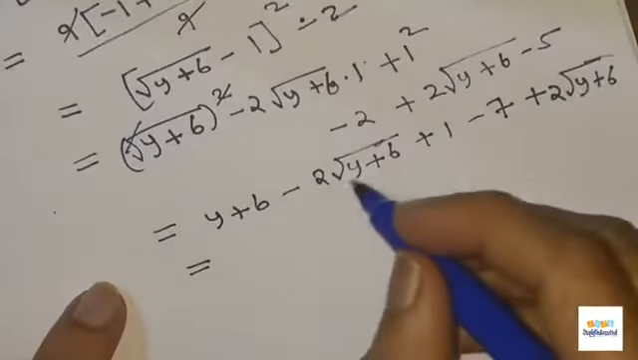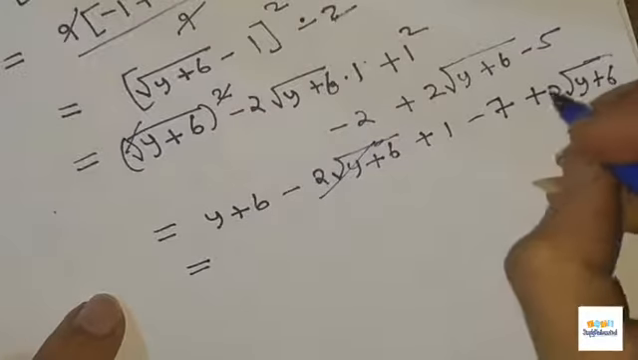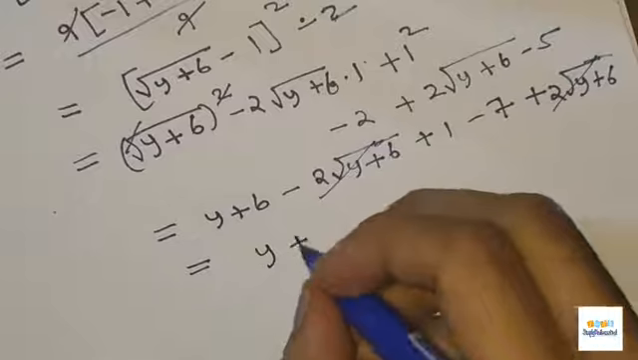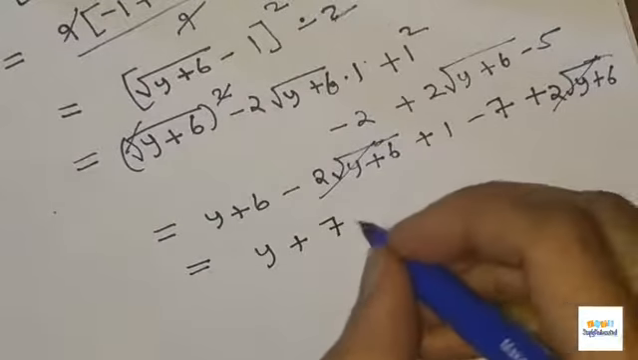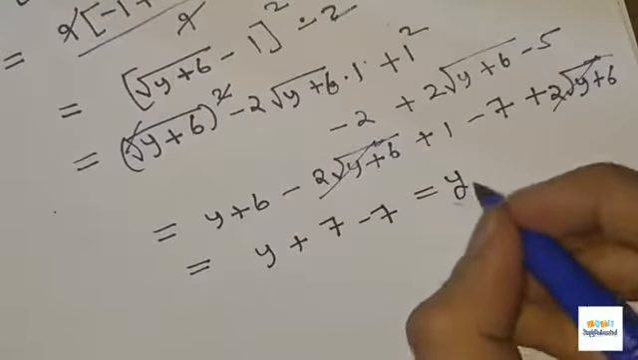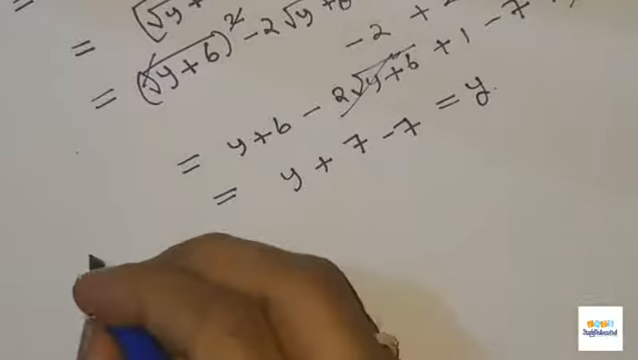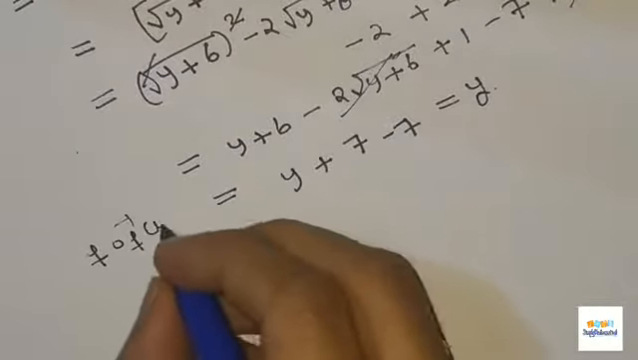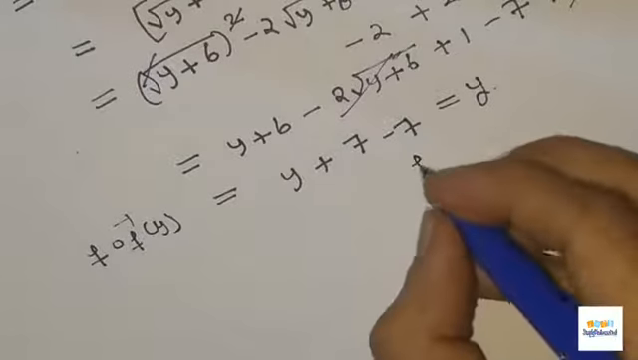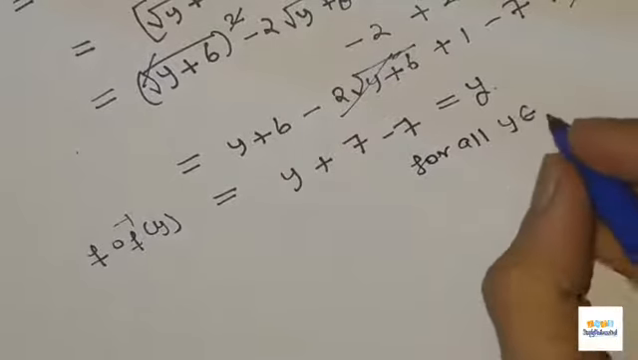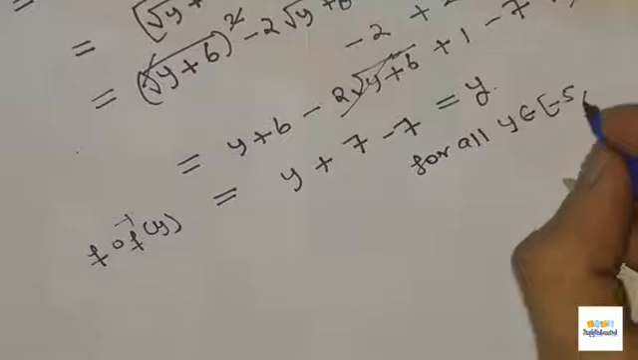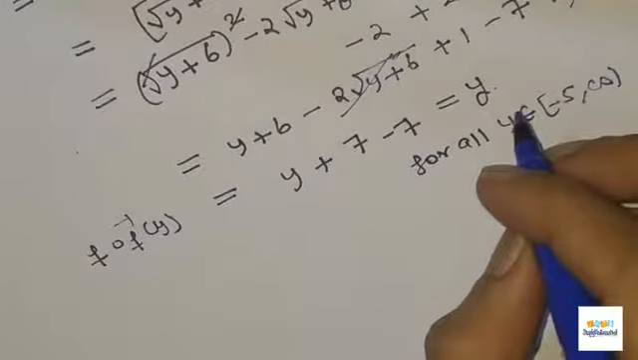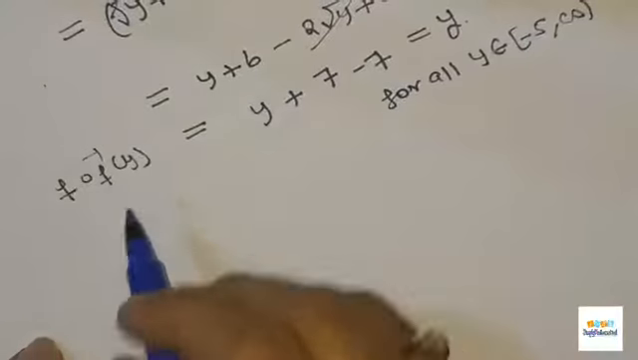So this will be equal to minus 2 root of y plus 6 and plus 2 root of y plus 6 will get cancelled, and what you will get is y plus 6 plus 1 is 7 minus 7, which is equal to y. Now this is equal to what? f composition f inverse of y. Now this is for all y belonging to the domain of f inverse, that is closed minus 5 comma infinity open.